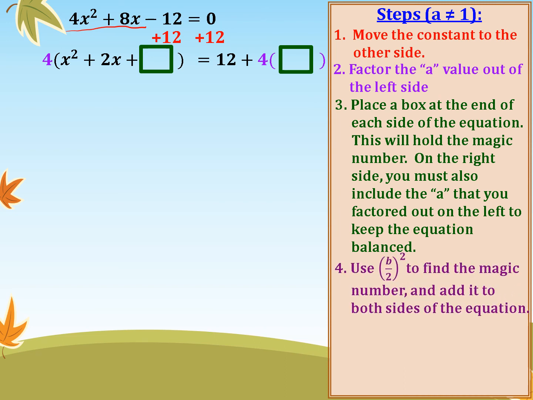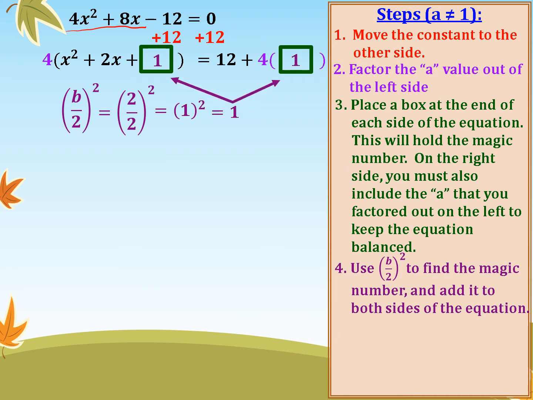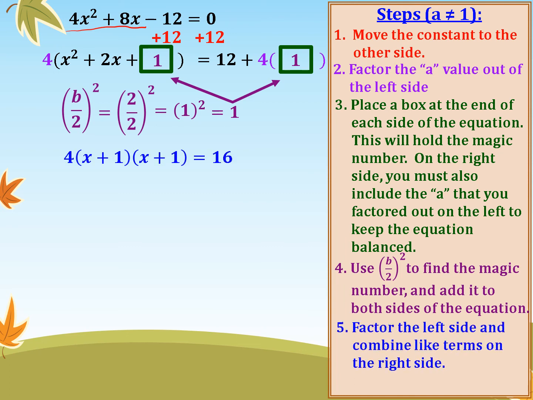So now we're going to use b over 2 to find the magic number. My b value is 2, 2 over 2 is 1, 1 squared is 1. So I put the 1s in my boxes for the magic number. Then I have to factor the left and combine the right. I need two numbers that multiply to make 1 and add to make 2. That's going to be x plus 1 and x plus 1. And then, of course, 4 times 1 is 4, plus 12 is 16.